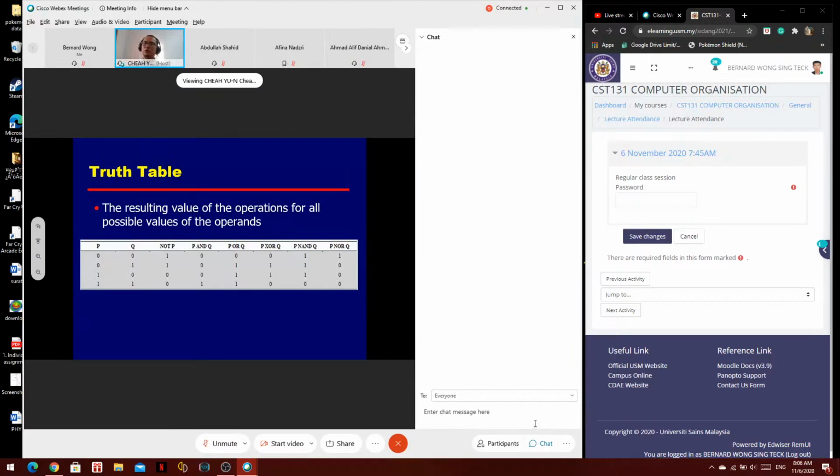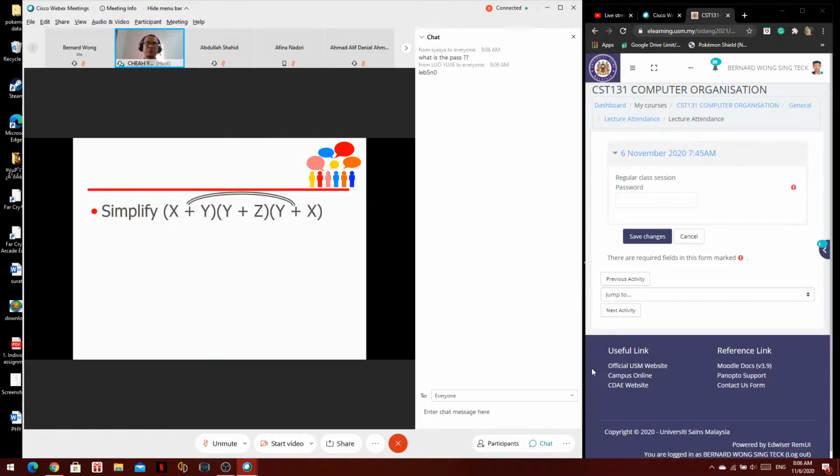But of course, minimally, a truth table will show just one function. So you can imagine P, Q, and let's say not P. So that not P is actually the function. So this is an example of a truth table.